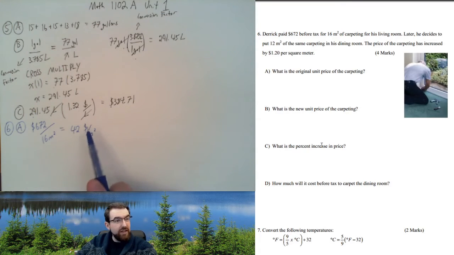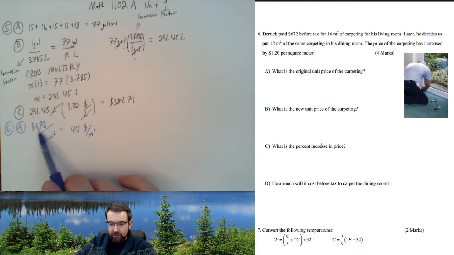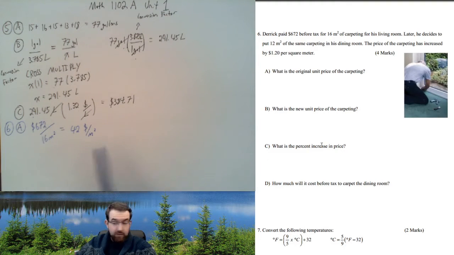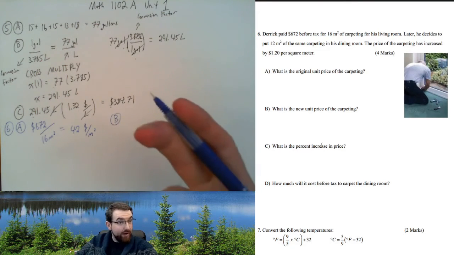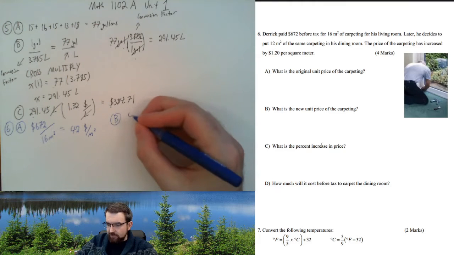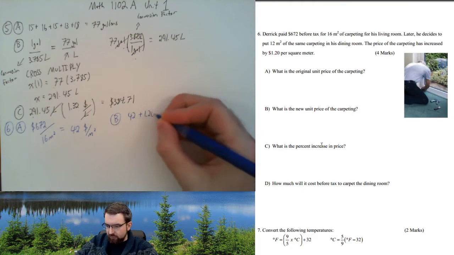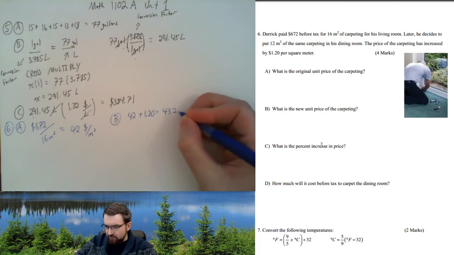And that's literally how we read this unit, dollars per square meter, right? This is just a way of writing out that phrase in math language. So hopefully that makes a bit of sense as to why we're arranging the numbers as we are, right? We have the number of dollars divided by the number of square meters to get dollars per square meter, right? So what is the new unit price of the carpeting? Well, all we got to do is add there, right? Because it said it went up by $1.20. So it's going to be 42 plus 1.20 equals 43.20. It's not hard.